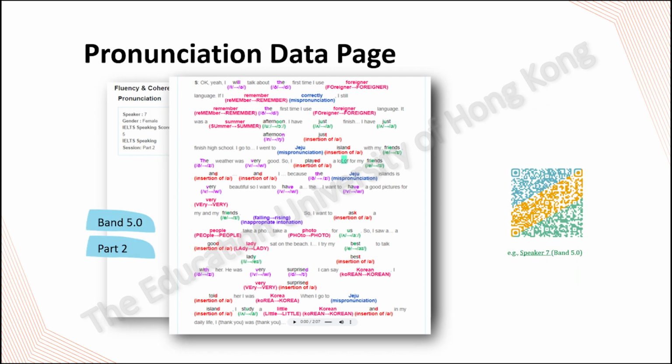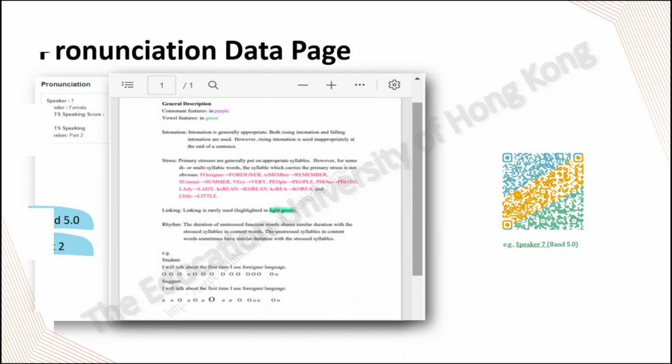Here is a Band 5 speaker's data page. We use different colors to annotate each feature. And also each speaker's pronunciation performance has been summarized in a general description.